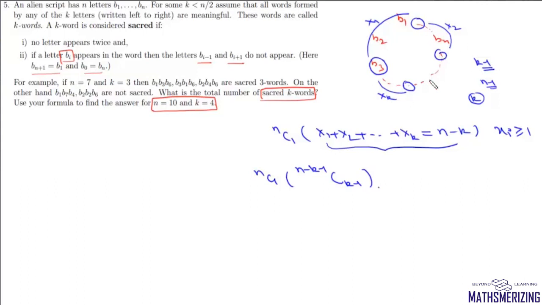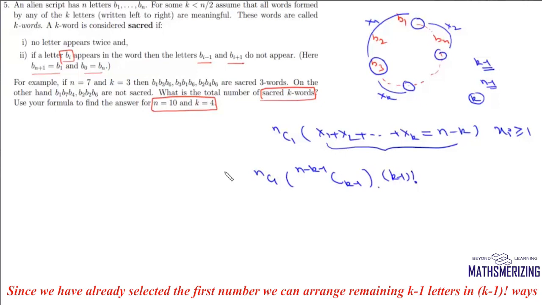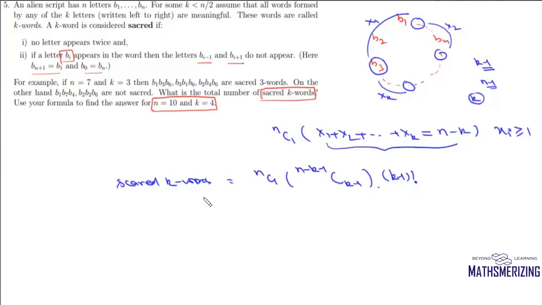Now we can arrange these k numbers in factorial k minus 1 ways. So the total number of sacred k words that can be formed is given by this formula, which is nC1 into n minus k minus 1 C k minus 1 into factorial k minus 1. Now we can put in the value of n as 10 and the value of k as 4, and then we can find the answer to this question.